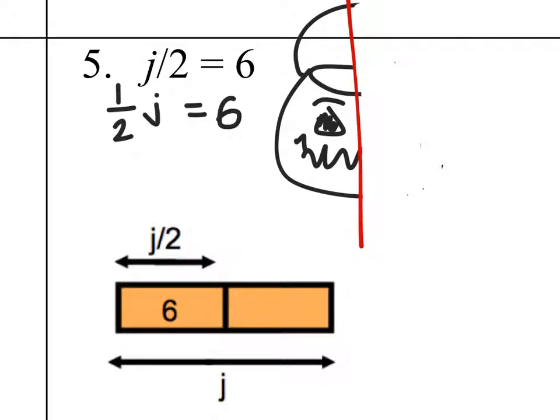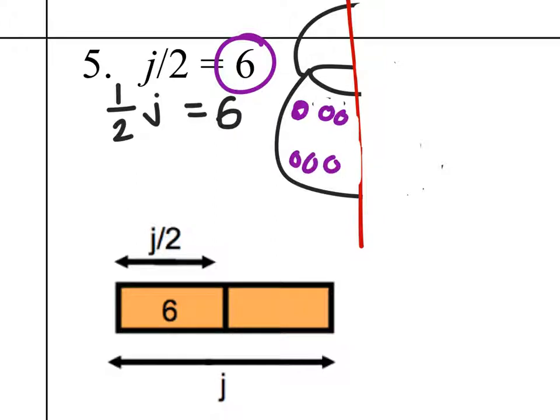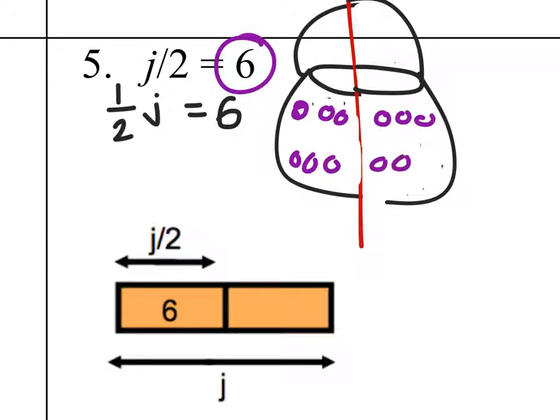Alright, well, half this bucket has how many candies? 6. Let me get rid of that garbage, actually. So the bucket has 1, 2, 3, 4, 5, 6 candies. Well, if I had a full bucket, how many candies would I have? Well, the other half would have the same amount of candies. Let's count them, each one. Bam, 12. J is 12.